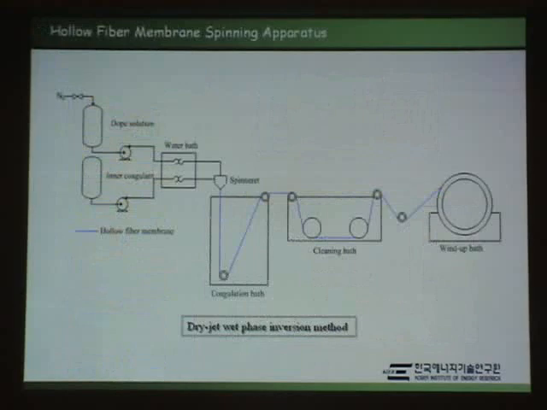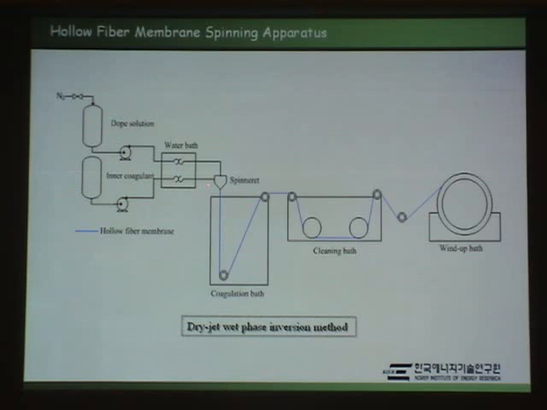This is the schematic diagram of the wet phase inversion method, a versatile method for preparation of the hollow fiber membrane. Dope solution was taken in the steel container and it was pressurized using nitrogen gas. The pressure of nitrogen gas was kept between 3 to 5 atm.